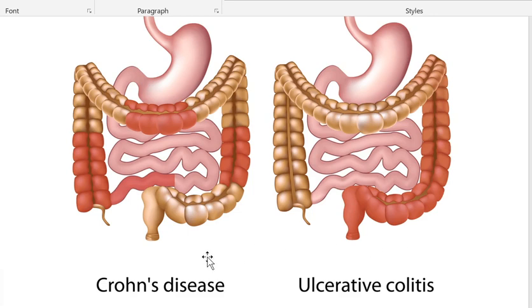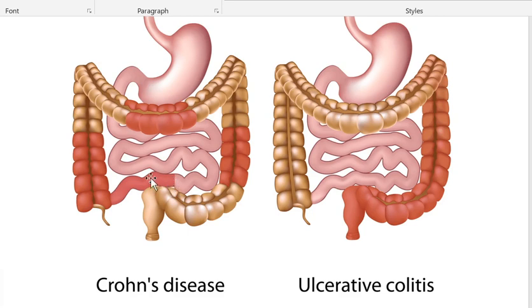Now, Crohn's disease is a little bit different. Crohn's disease has the cobblestone appearance. Technically, you could see it throughout the colon, but for your exam and for the boards, you have to know lower right quadrant. And really, a patient will usually complain of lower right quadrant.